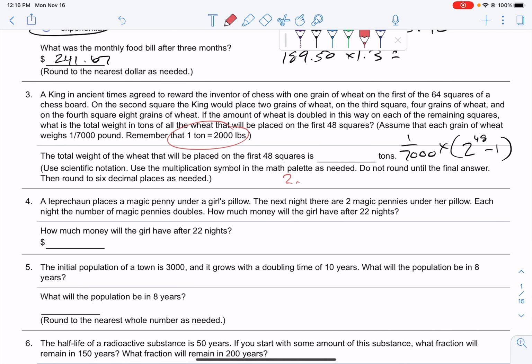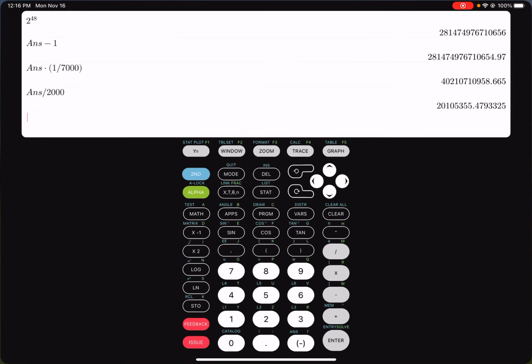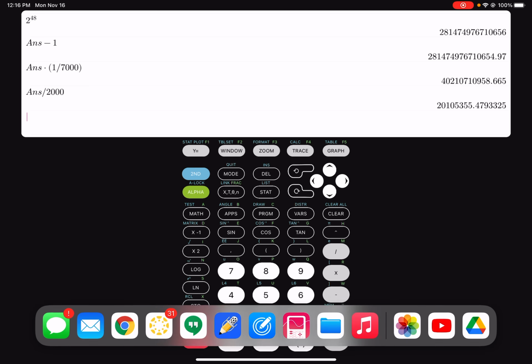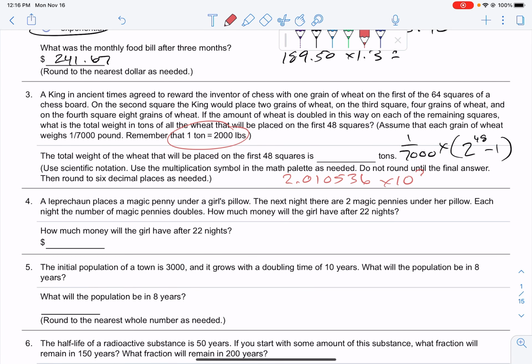So 2.010536 times 10 to the, I didn't count how many times I moved it. 1, 2, 3, 4, 5, 6, 7. Times 10 to the 7th power. That's how many tons of wheat the inventor of chess would have after 48 squares.